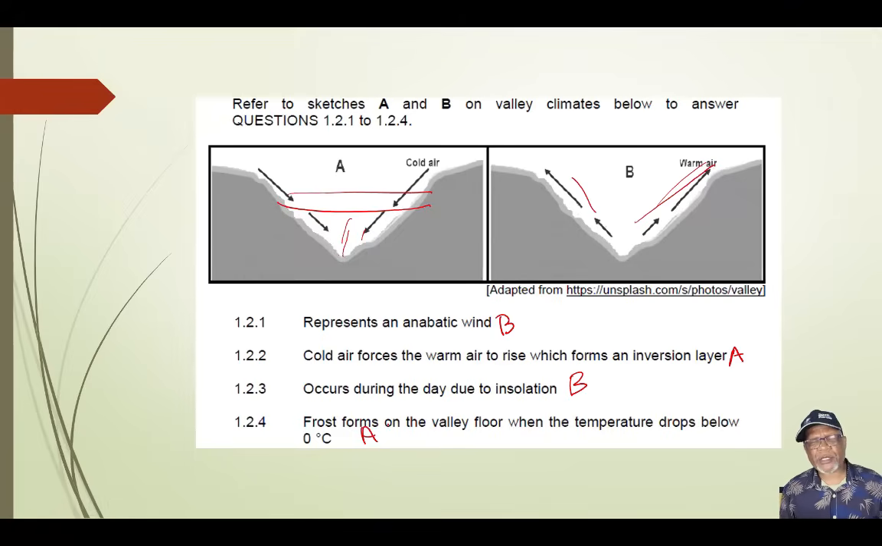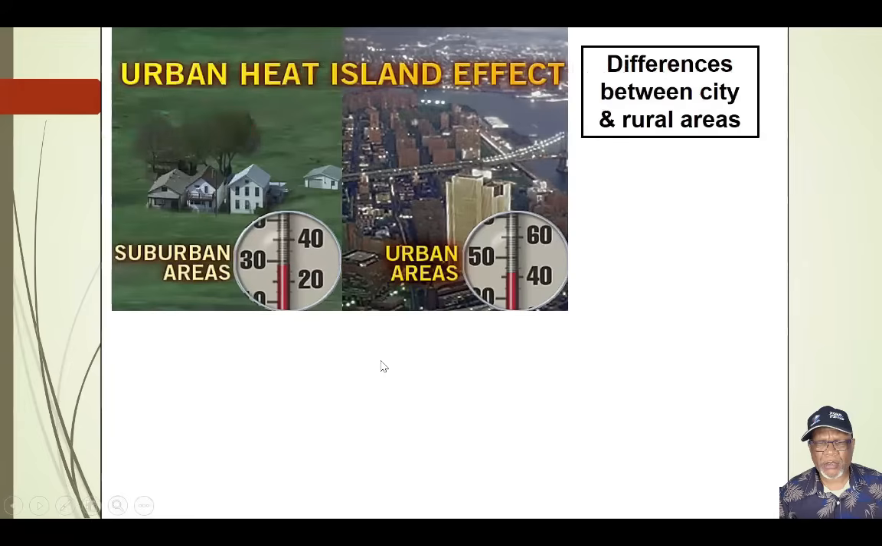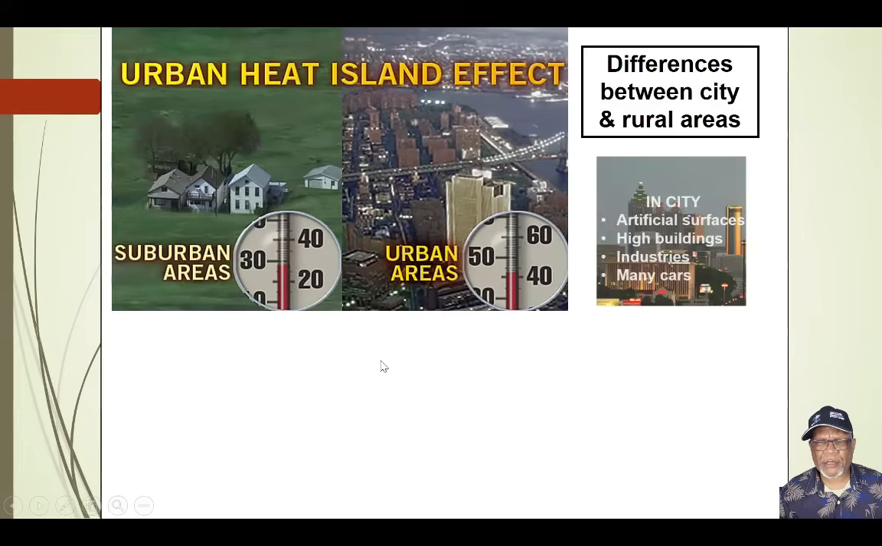So these questions are so similar. When it comes to valley climates, I expect everybody to get 100% from the questions. Now let's look at the urban climates.